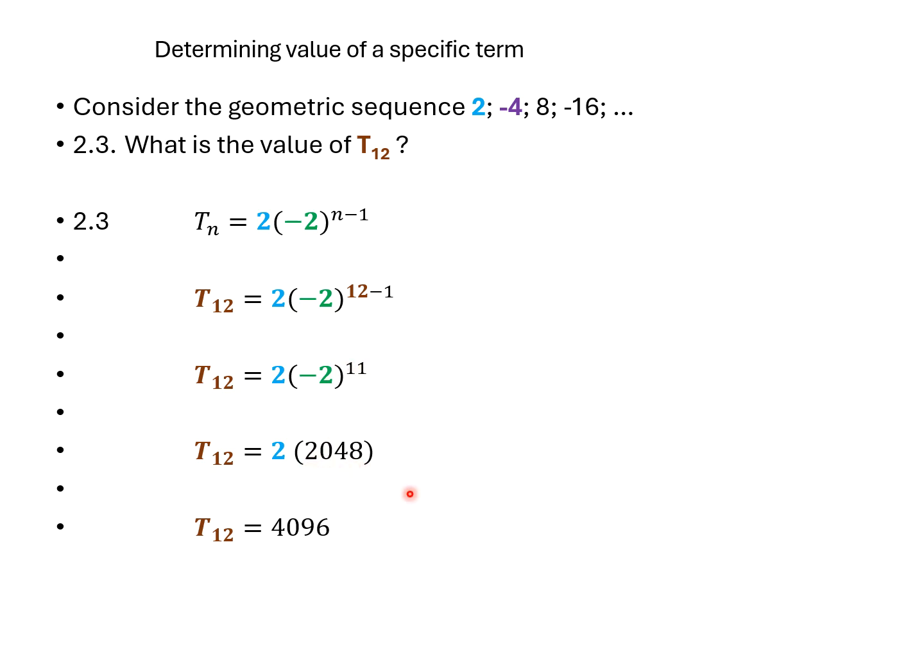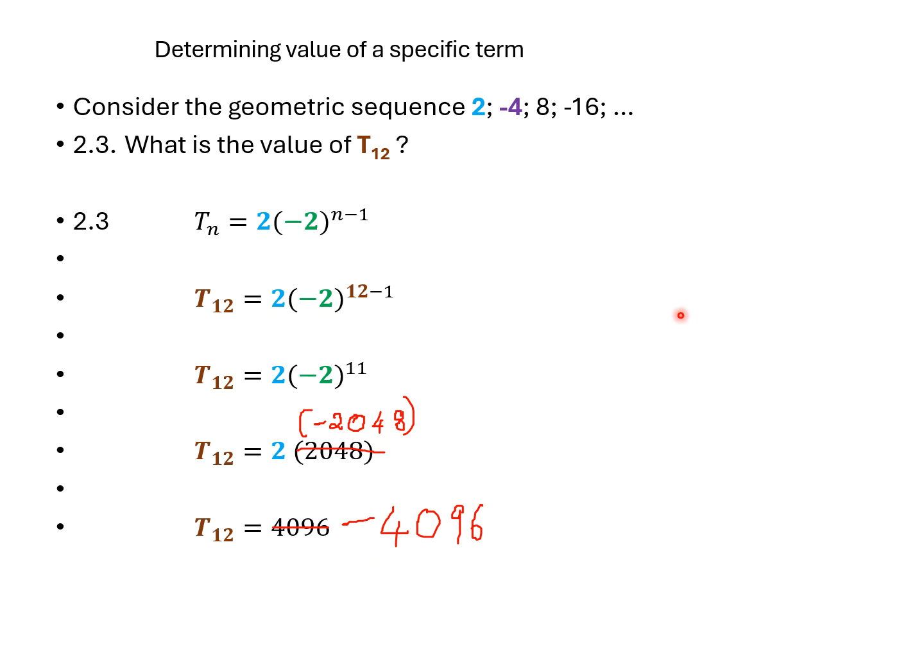Sorry there for the error. That there would be negative, and that times 2 would then give me negative 4096. So just include the negative there. I made an error. Or wait, let me see if I can fix it. So as you can see there, negative 2 to the power 11 is negative 2048, and that times 2 would then give me negative 4096.